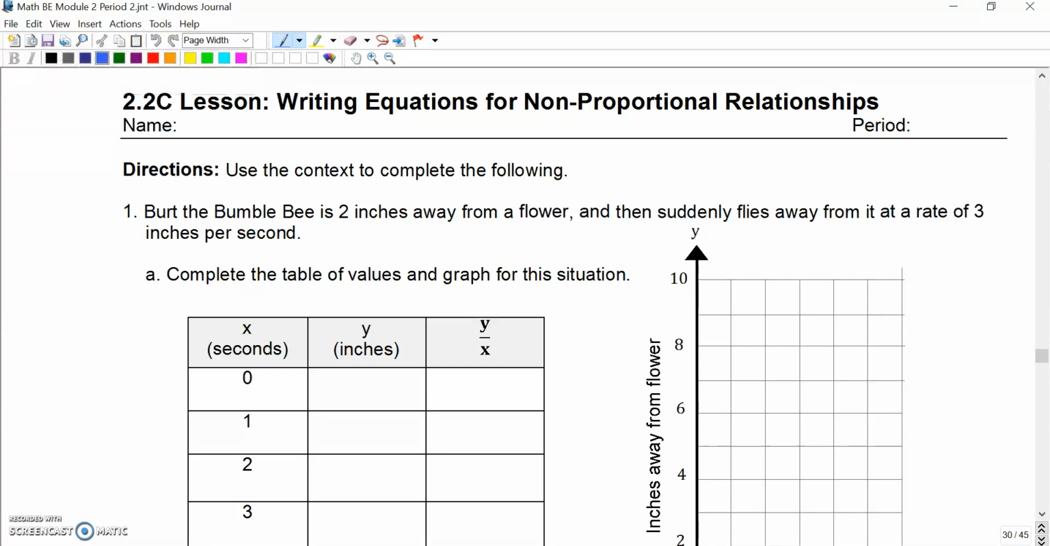In this video, I'm going to take you through the 2-2C lesson. Please fill this out in your module. Feel free to pause or rewind the video if I'm going too fast.